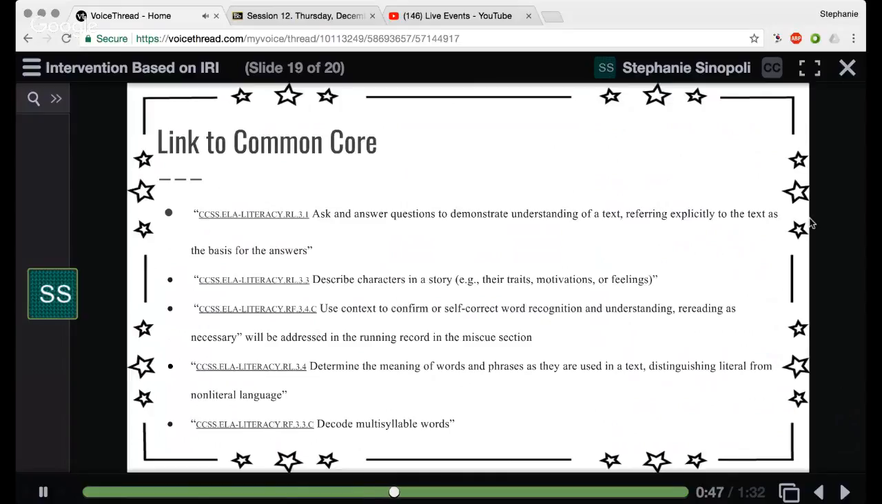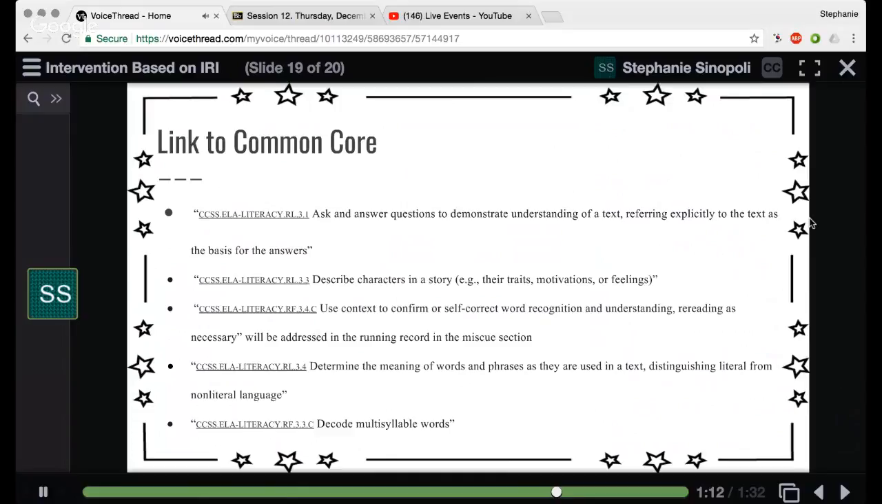Rereading as necessary will be addressed in the running record and the miscue section. So it will be addressed in the miscue section of the running record, whether Jackie is rereading for meaning through self-correction or trying to figure out, does this word make sense in the sentence, for meaning. This will be done through self-monitoring as the comprehension strategy.